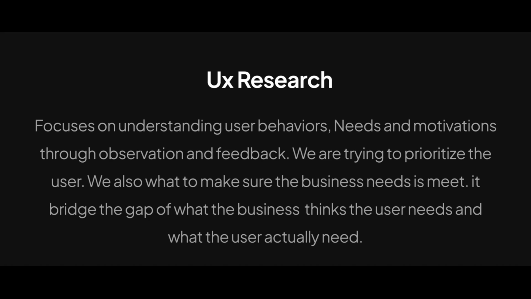So let's go back to the explanation of UX research. We are trying to prioritize the user. We also want to make sure that the business need is being met, just like what I mentioned in the first video, that whenever you are designing any app at all, you need to always bear it in mind that in the long run, you also want to make money from that particular app. So that's more reason why your user experience has to be very good.